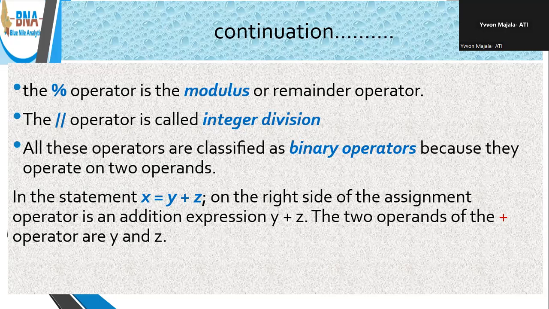In the statement x is equal to y plus z, on the right side of the assignment operator is the addition expression y plus z. The 2 operands of the plus operator are y and z. In short, this just explains this statement of binary operators, because as you can see here, the plus sign shows that y and z are added together so that we get x.